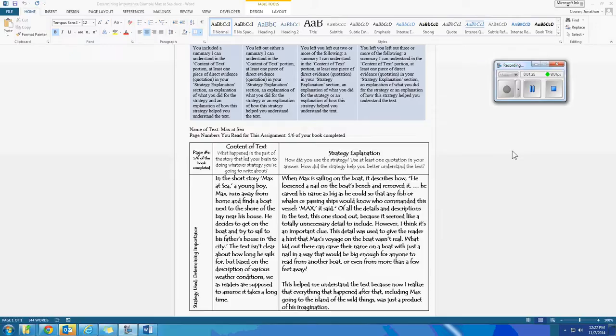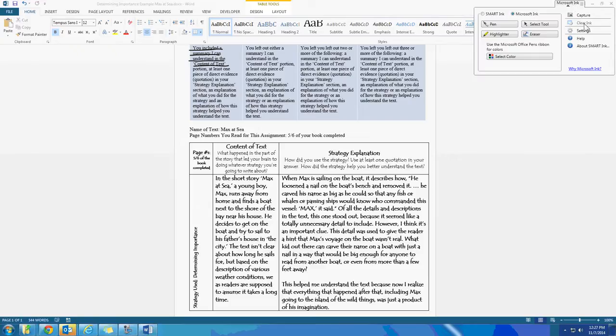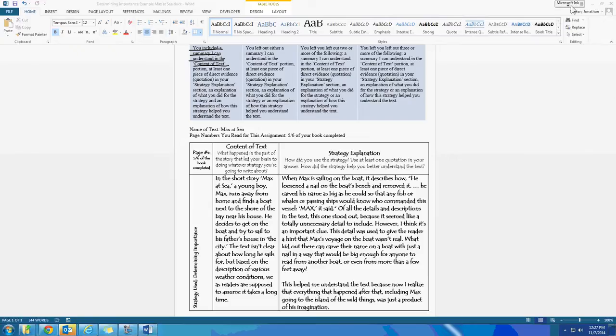So just to review on the rubric, apologies in advance for those of you who are sick of this. You need to include a summary I can understand in the content of text portion. What that means is a summary that even though I will not have read your book, I can read and understand what's going on in your text. The other thing you need to include is at least one piece of direct text evidence or a quotation in your strategy explanation section, and then an explanation of what you did for that strategy, as well as how that strategy helped you understand the text better.